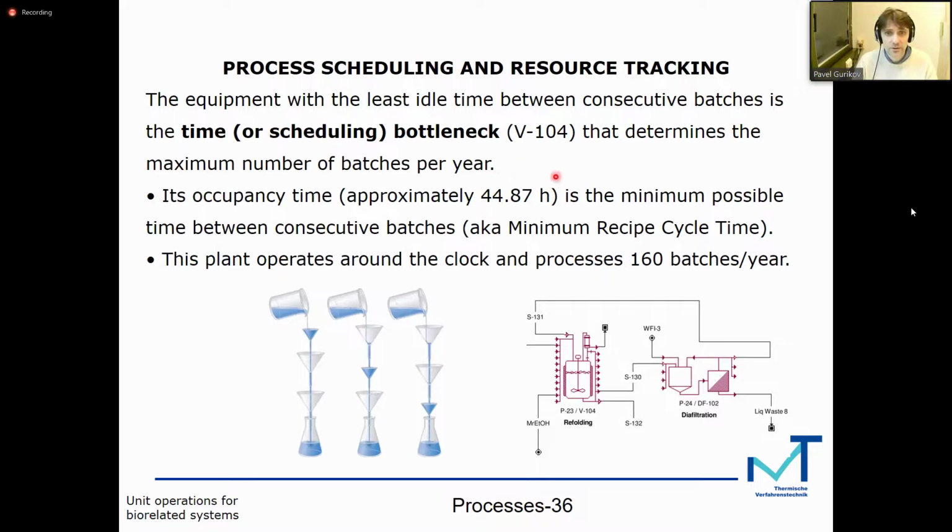Occupancy time is 45 hours, the minimum possible time between two batches. That's why we can run only one batch per 48 hours. That's the number which determines our time and our schedule. 160 batches per year makes sense. So every third day we start a new batch. 160 batches here.